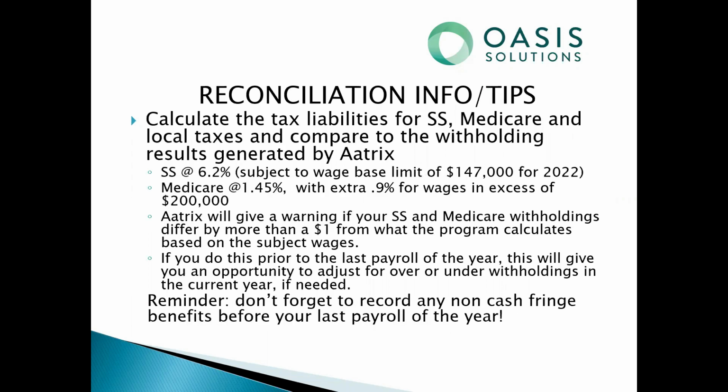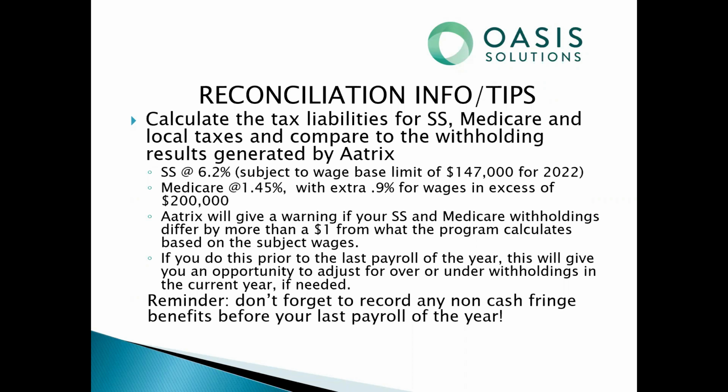So one calculation is going to be looking at your subject wages and making sure that the subject wages are correct. Also, on the flip side of that is the tax liability: your Social Security, your Medicare, and your local taxes, and what is generated by Atrix. Just as a mathematical calculation, Social Security is 6.2%. The wage-based limit is $147,000 for 2022. So do the math, and see if the withholding that you see in Atrix, the grand total, is correct, or very near it. Again, you might have some rounding variances.